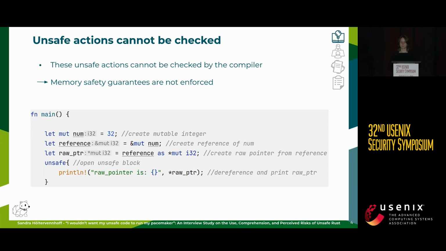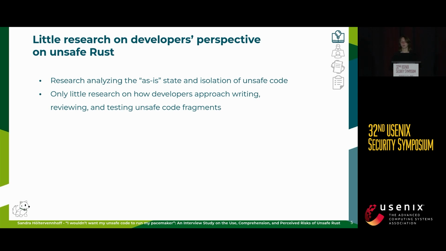As unsafe code is such a critical part of Rust, there exist several research papers. But mostly they are focusing on the as-is state of unsafe code. For example, they analyze unsafe code fragments that they got from crates.io, which is the Rust standard package registry, and are looking in the code if they find any security issues, or they try to isolate unsafe Rust code from safe Rust code. However, there's only little research on the human aspect and the handling of unsafe code, on how developers write, review, and test their unsafe code fragments.